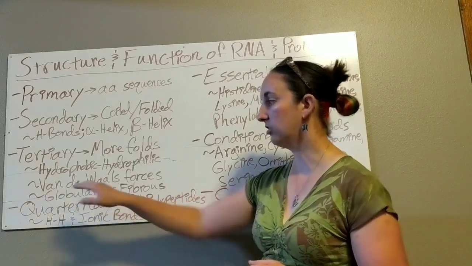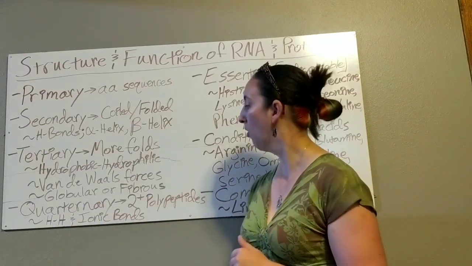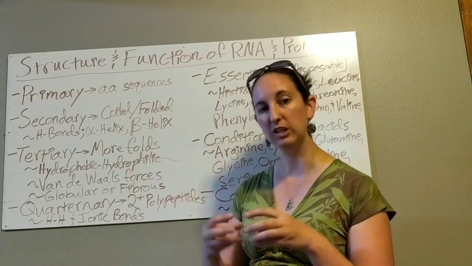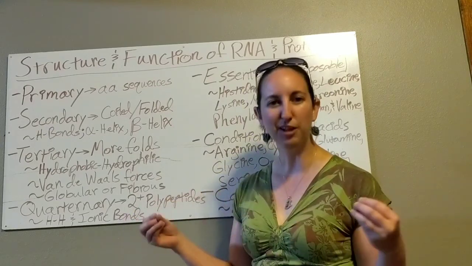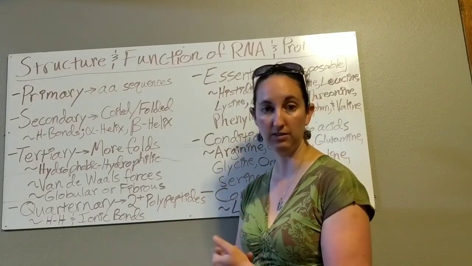We can see what are called globular proteins, and this is just more round shaped proteins. Or we can make them more fibrous, where they're a little bit more strung out, kind of like a fiber and elongated. So we can see those 2 different kinds of things happening.